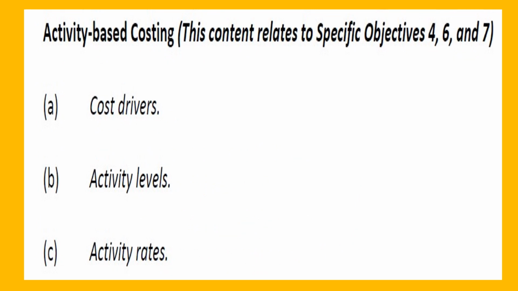Our next topic is activity-based costing. For this, we need to be able to identify and choose cost drivers for different activities and so on. We might also have to name the four steps in establishing an activity-based costing system. Then we have activity levels, talking about unit levels, batch levels, and those types of things. Activity rates: we should be able to calculate the rates using the cost drivers or activity drivers.